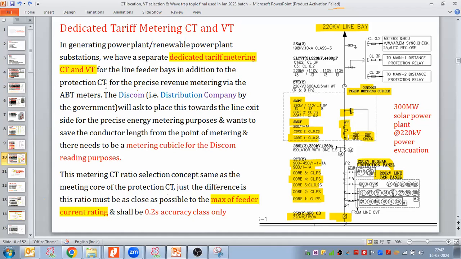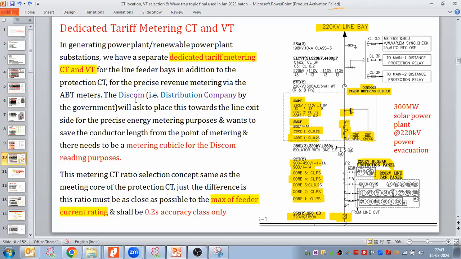For the precise revenue metering via the ABT meters, availability based tariff meter is the full form of ABT meter. So in addition to the protection CT, for the precise revenue metering via the ABT meters, the DISCOM, most of the time we hear the word DISCOM, DISCOM stands for distribution company. In short we call it the DISCOM. DISCOM is a distribution company by the government.